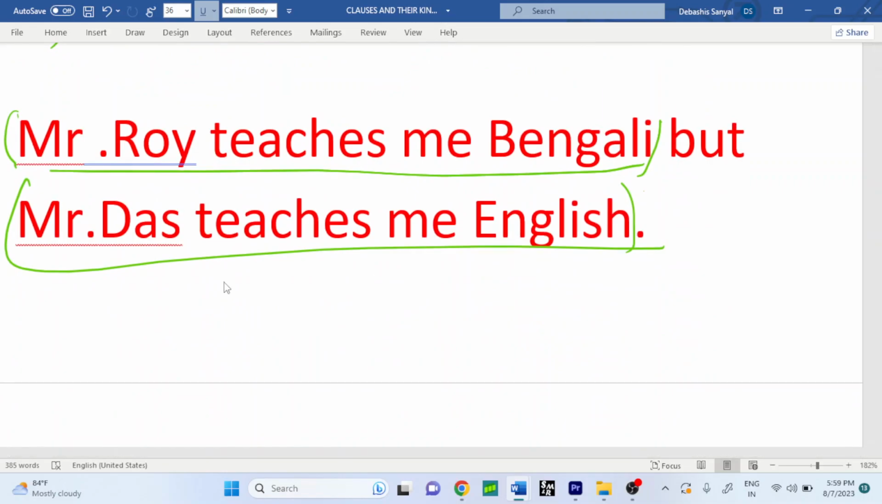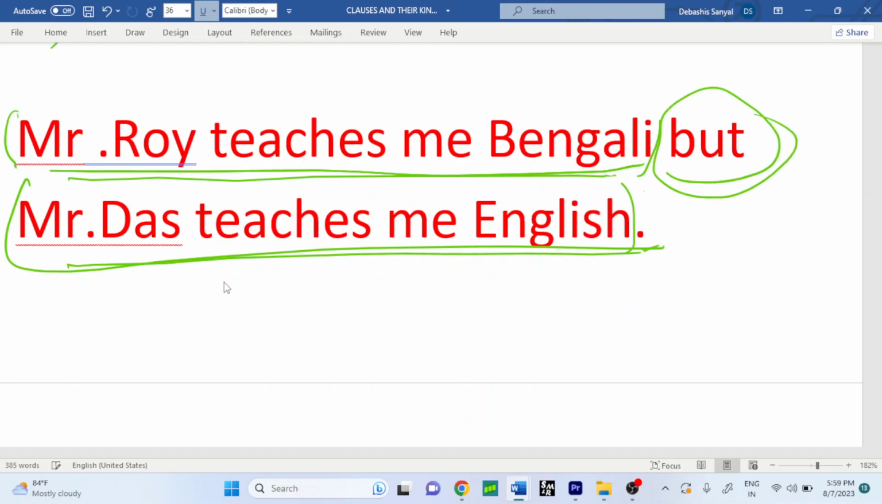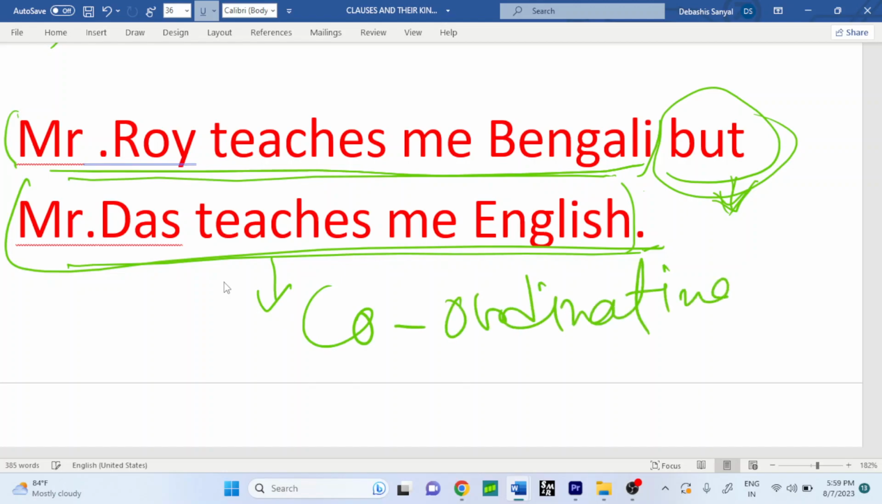Mr. Rai teaches me Bengali, it's a main clause. Mr. Das teaches me English, it's also a main clause, but it is connected using "but", and they are correlated to each other. So they are coordinating clauses, both of them.